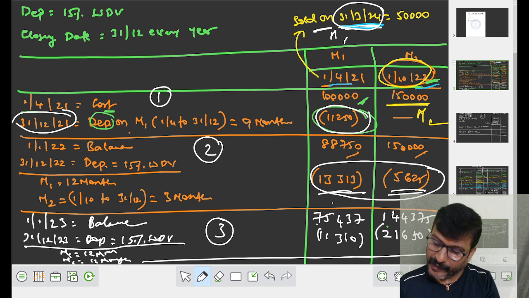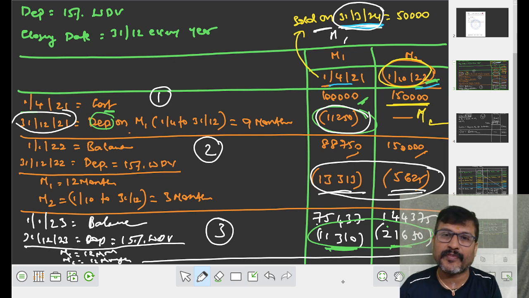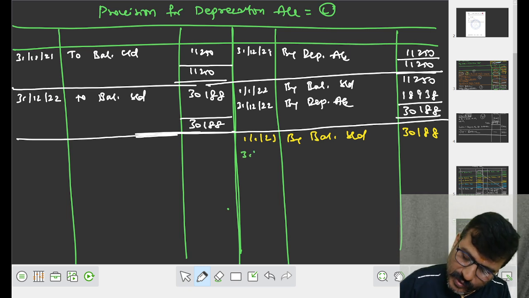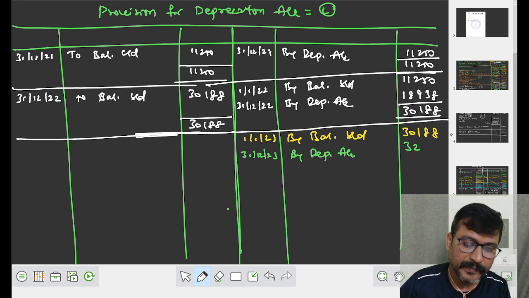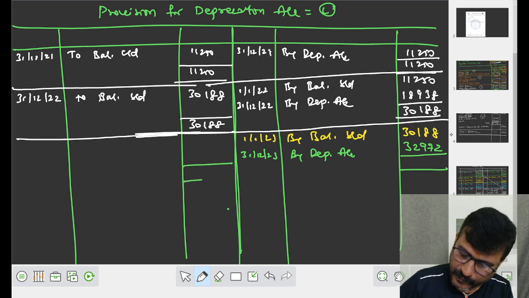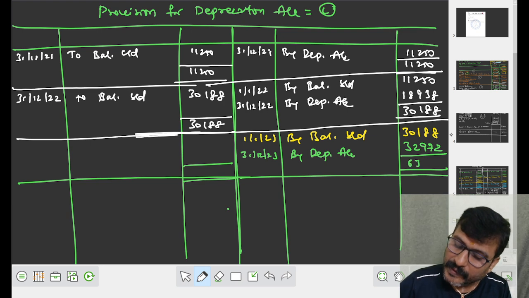In the third year, my dear children, the depreciation is 11,310 for the first machine, 21,650 for the second machine. Add both the numbers. When you add both, it comes to, on 31st December 23, by depreciation account 32,972. Add both, it comes to 63,160.